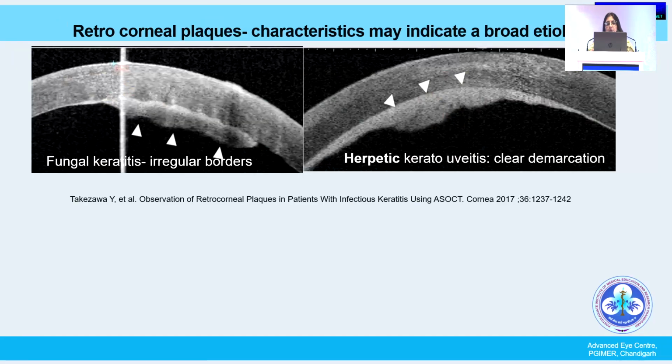In some cases, however, especially for retrocorneal plaques, it's been seen that the characteristics may indicate a broad etiology. For example, in fungal keratitis, the borders of the plaque have been shown to be irregular, whereas in herpetic keratouveitis, very clear demarcation has been shown. Now, these are not 100%, but these are suggestive.